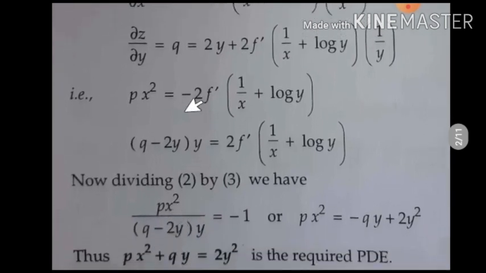Now you can observe in this place q minus 2y is brought to the left side, then this multiplied y is also brought to the left side, 2f dash of 1 by x kept as it is. From the above equation what we simplified, in the place of 2f dash I can substitute minus px square. So we substituted minus px square, and this term is brought to the right side. The simplification of that is done. That simplification you can do anyway. So the required partial differential equation is px square plus qy equal to 2y square after the simplification.